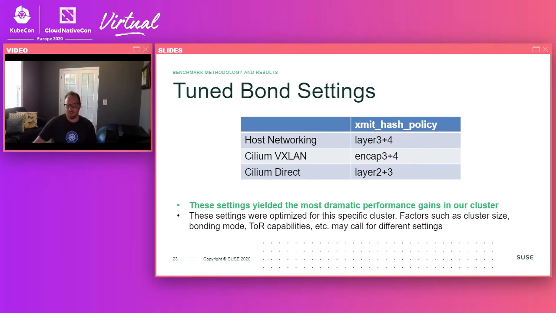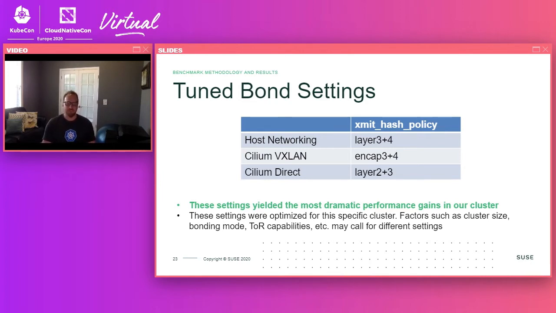For Cilium with VXLAN, we had to use encap 3+4. What this does is the same thing as that layer 3+4 policy, except it looks inside the inner packet of the VXLAN encapsulation and uses the inner packet's source IP, destination IP, source port, and destination port. And it doesn't use the outer packet. Now, for Cilium direct mode, we use the layer 2+3 hash policy, which takes into account the source MAC address, the destination MAC address, and then the source IP and the destination IP.